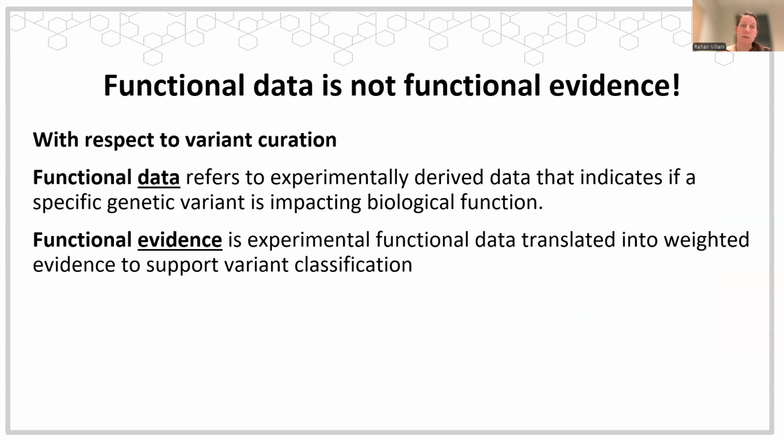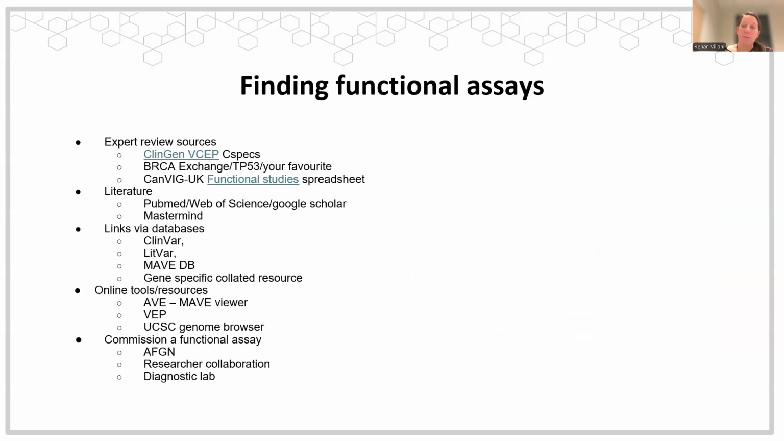So functional data is specifically different from functional evidence. We want to make a point here that with respect to variant curation, functional data refers to the experimentally derived data that indicates if a variant is impacting biological function, versus functional evidence, which is functional data that's been translated into weighted evidence to support variant classification. So we need to support the translation of functional data into functional evidence.